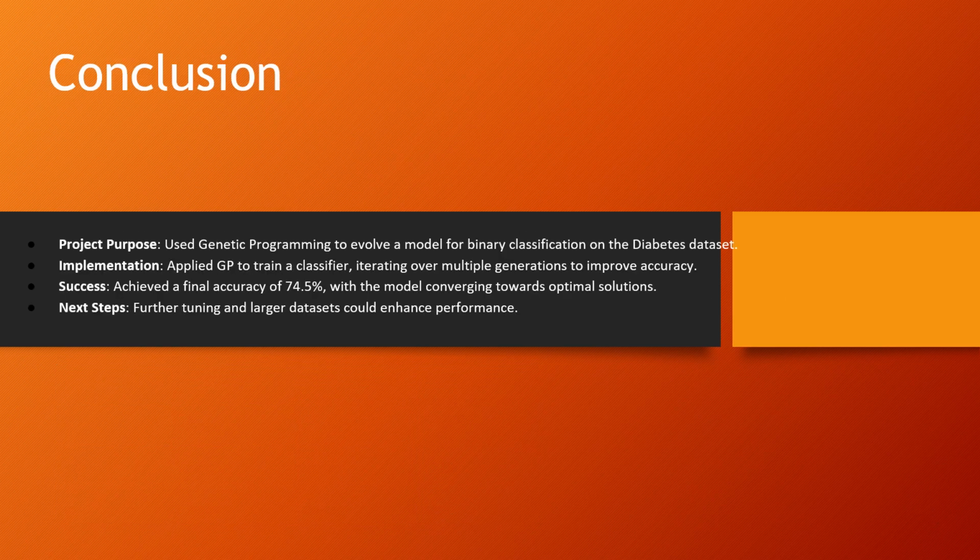Hello, this is Srilakshmi here. We have come to the conclusion. To wrap up, we used GP to build a classifier for predicting diabetes. By iterating through generations, we improved accuracy from 60% to 74.5%. This project gave us hands-on experience with evolutionary algorithms and reinforced the value of interpretable models in healthcare.